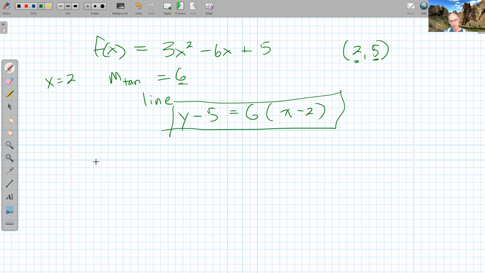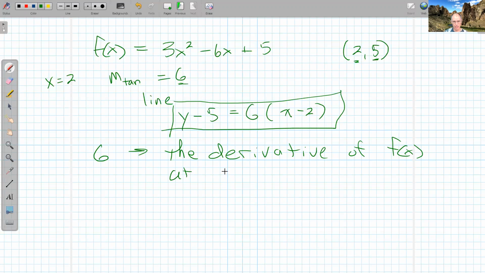What we're doing right here is finding what's called the derivative of a function at a point. So this 6 right here is sometimes referred to as the derivative of f of x. And what is it we're deriving right here? Well, what we're deriving is the rate of change of the function. So derivative: we're deriving the rate of change.